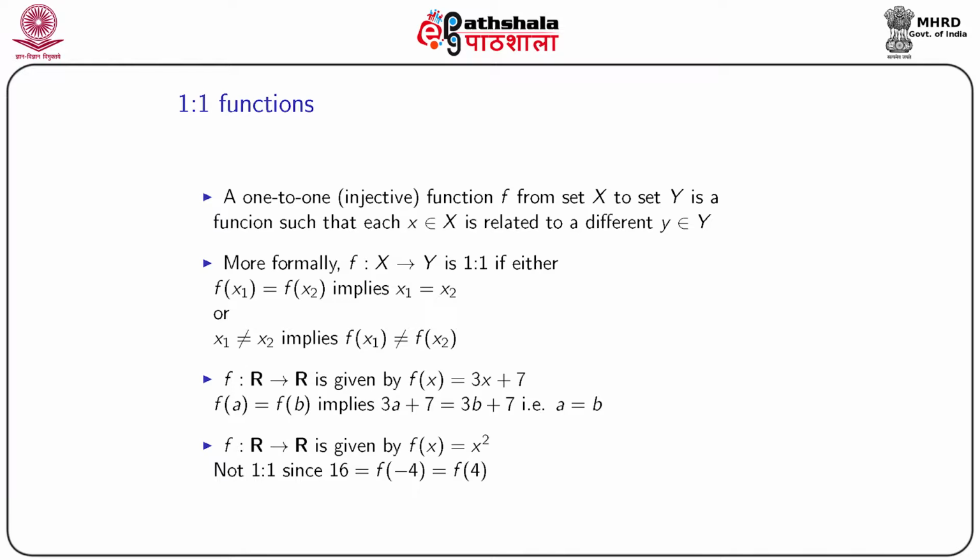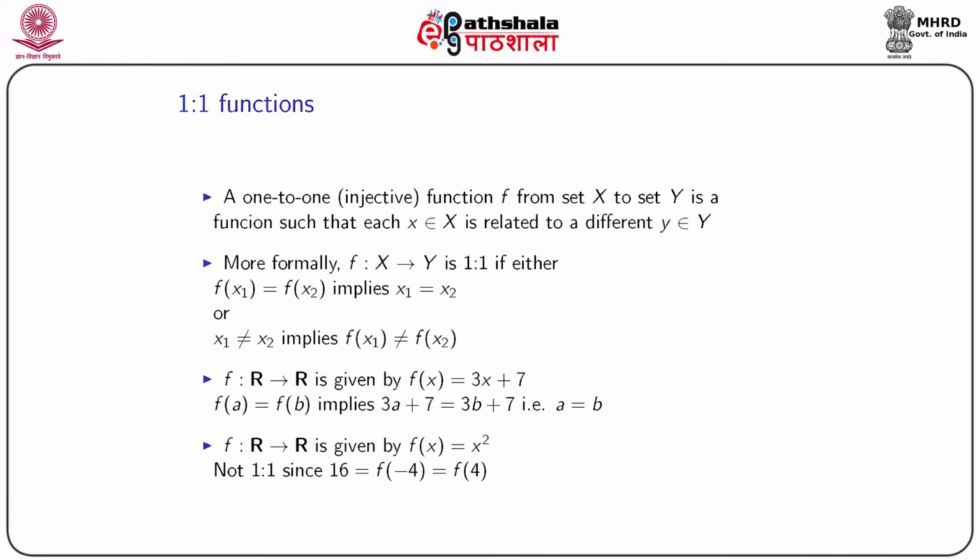Let us consider the example f(x) equals 3x plus 7. This is an equation of a straight line, a simple equation. And here we are mapping from the real line to the real line. That means given the input x, which are all real valued numbers, we will get the output f(x), which are all real valued numbers.